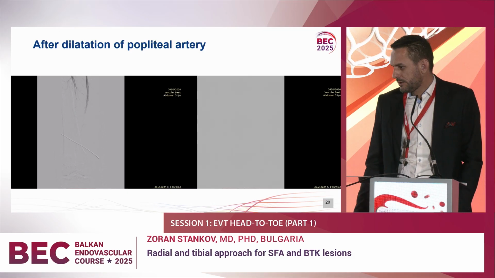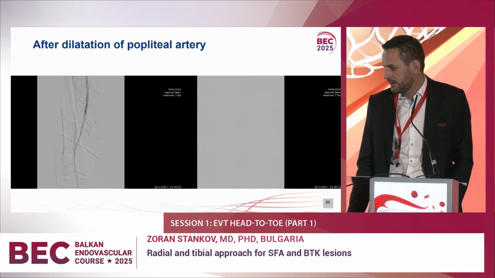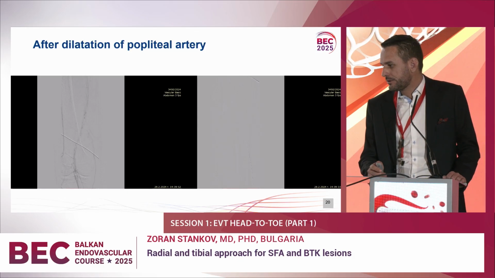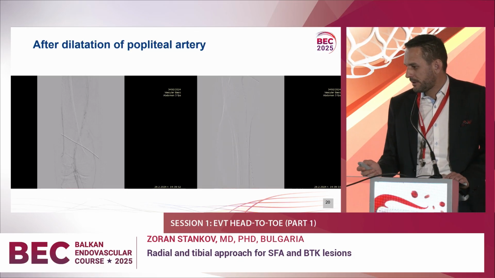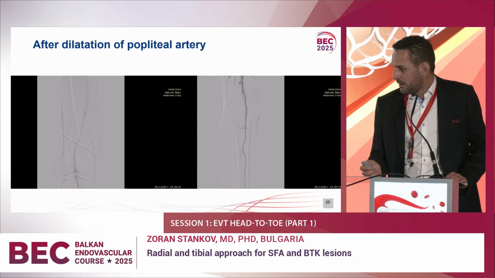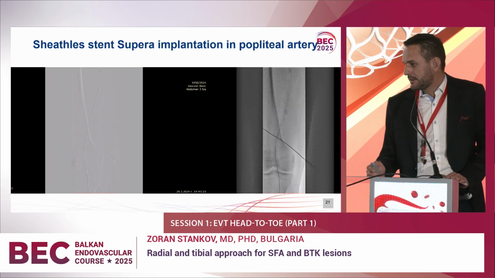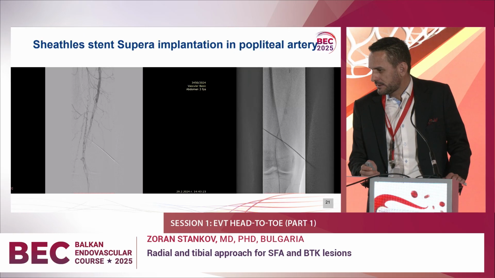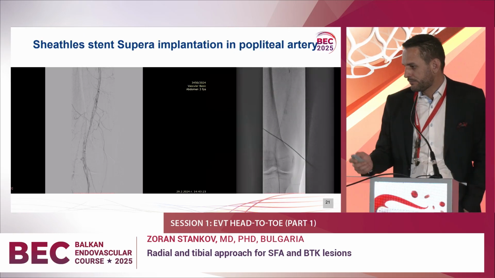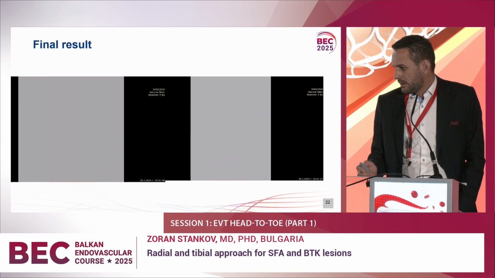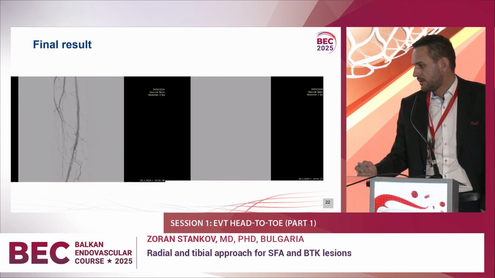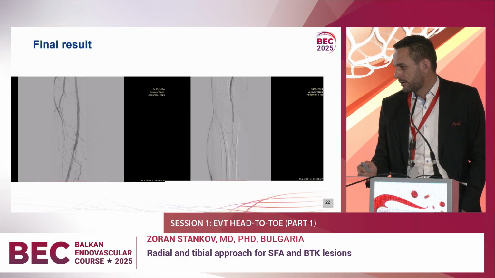Sheathless, we see the result after dilatation. We still have stenosis and dissection of the popliteal part of the lesion. After that, sheathless, we implanted a Supera stent, a stent indicated for the popliteal artery. Final result for the distal SFA, and final result for the popliteal artery.